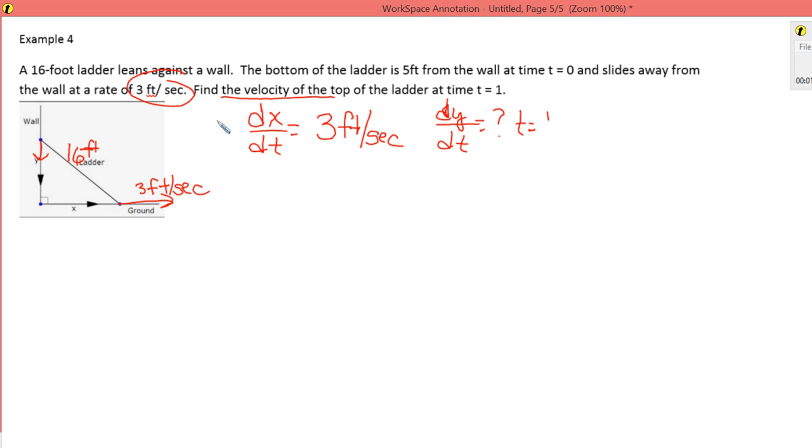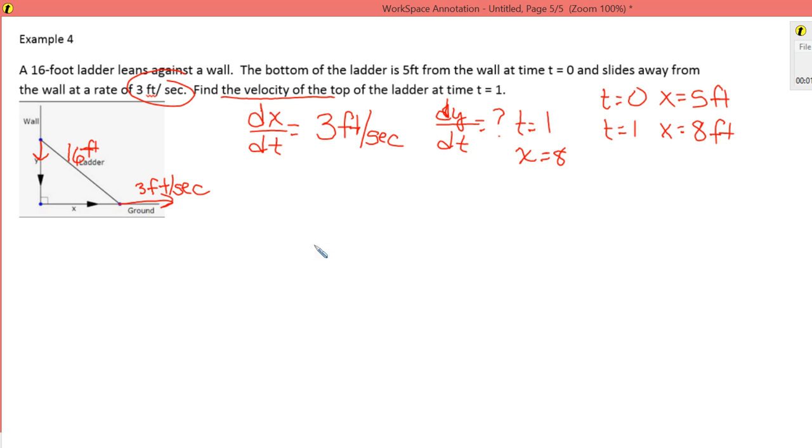So we have to ask ourselves, when t equals 1, how far is it from the wall? Well, we're told that when t is 0, x is 5. And if it's moving 3 feet per second, when t is 1, then it will become 8 feet because it's moving 3 feet every second. So when t is 0, it's 5. When t is 1, it's 8. And that's the quantity that we're looking for. So we're trying to find dy/dt when x is equal to 8.